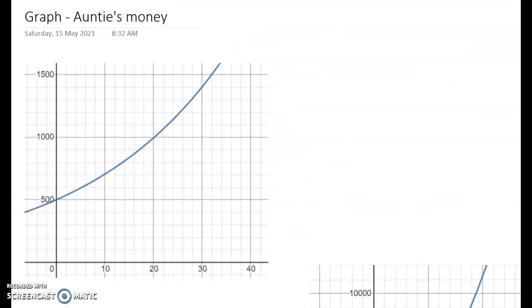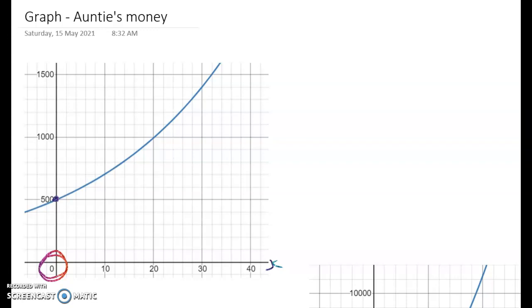So this is our first example that we've seen this year of an exponential graph, but you'll probably remember them, hopefully, from level 1. You can see here that our starting amount when x equals 0 is our $500. And we can check our answers in here.